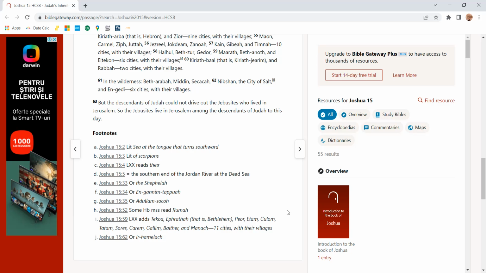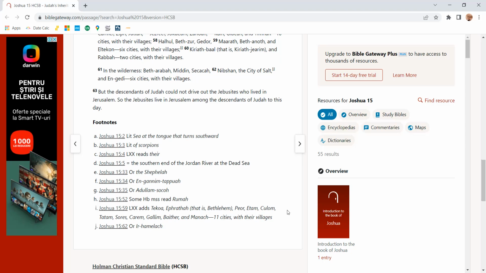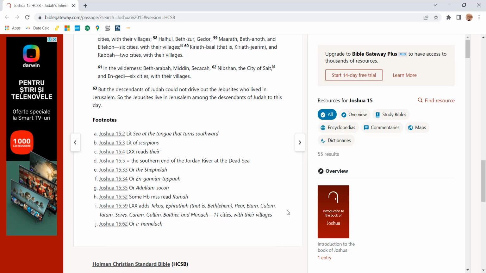But the descendants of Judah could not drive out the Jebusites who lived in Jerusalem. So the Jebusites live in Jerusalem along with the descendants of Judah to this day.